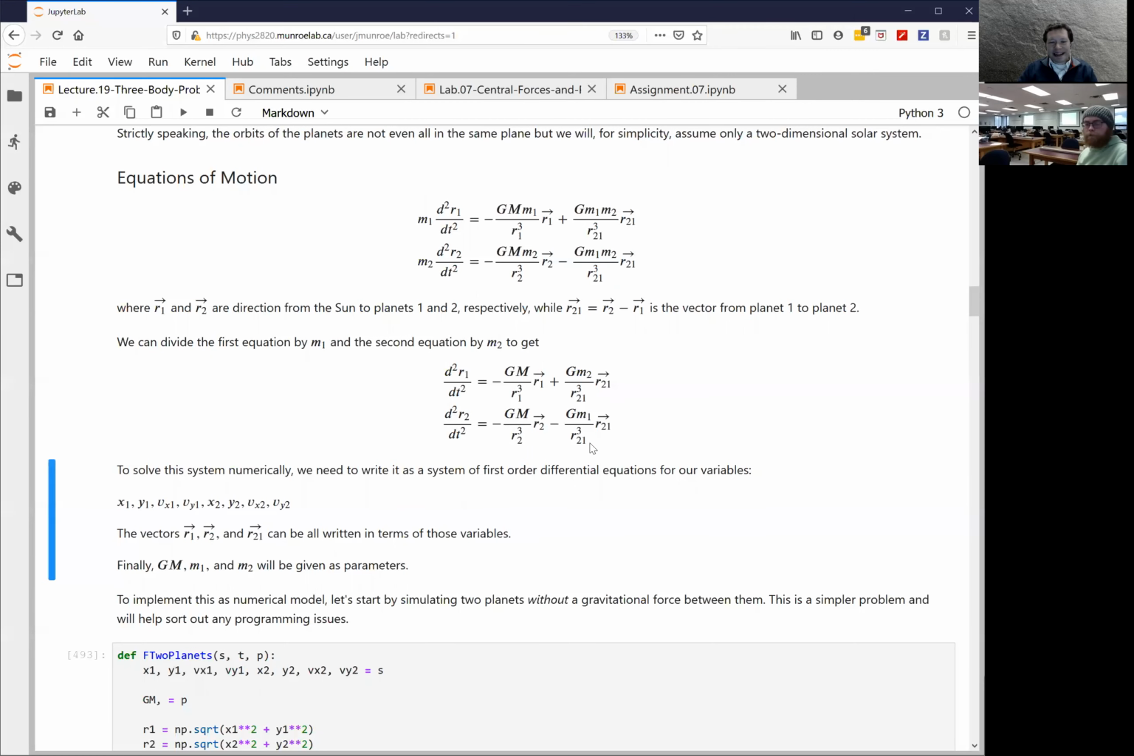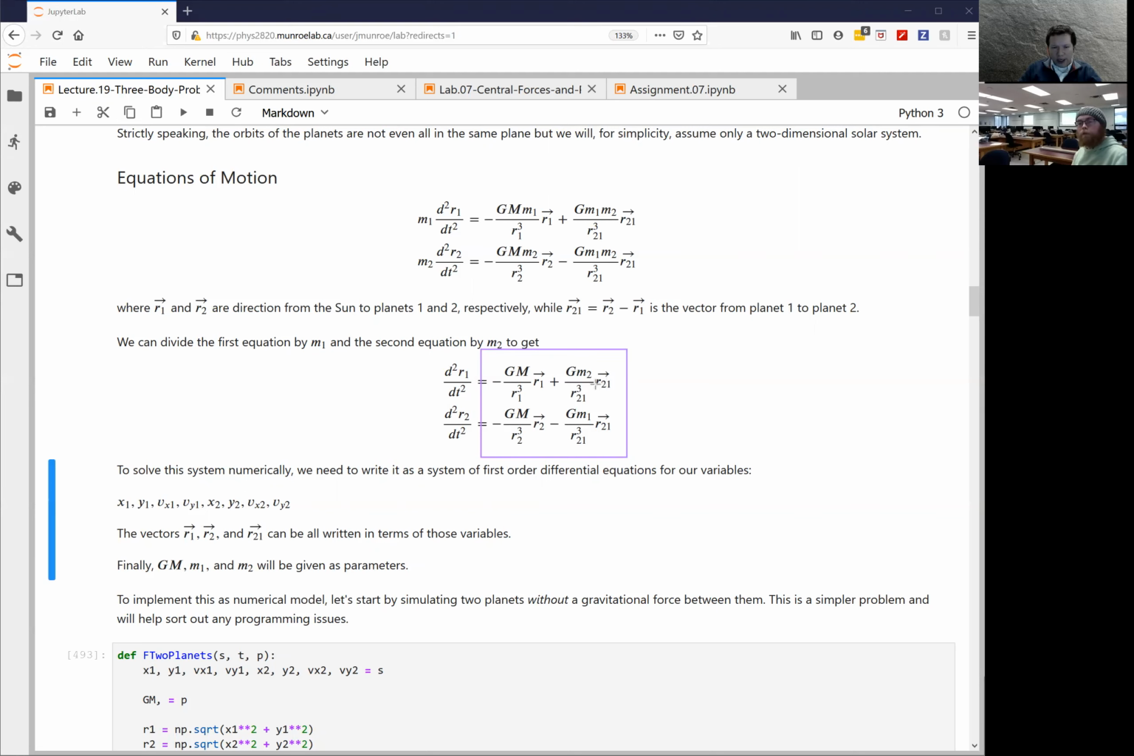Okay, so let's try to implement this system. This is one of the things we need to be able to do: given a set of equations of motion, can we write this down as a numerical model and solve it? What we need is a function in Python that implements the right-hand side of this system. We need something that returns those two things in their two dimensions, x and y, to give you the accelerations of the system.